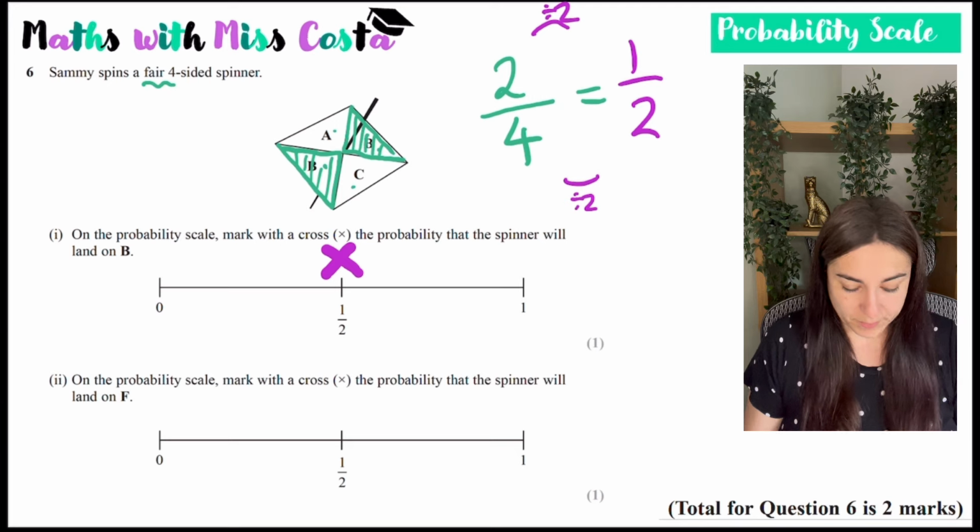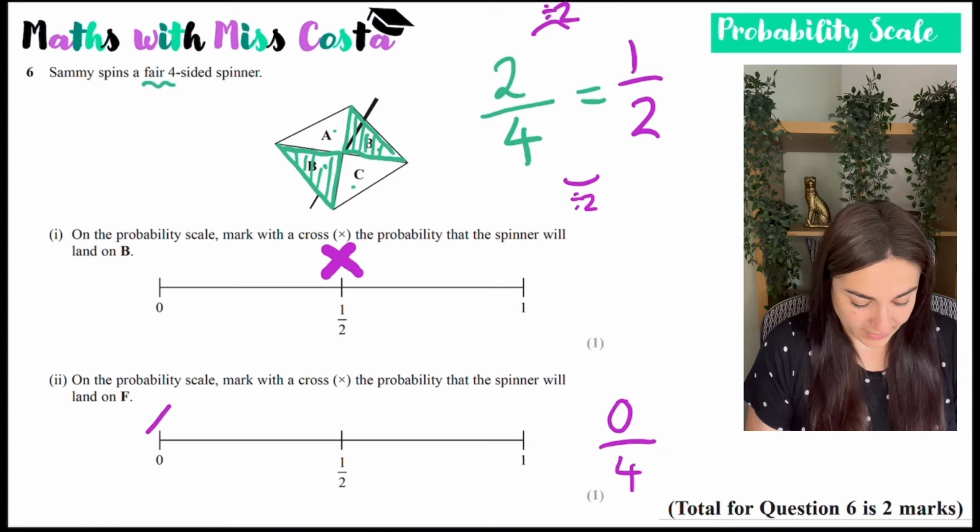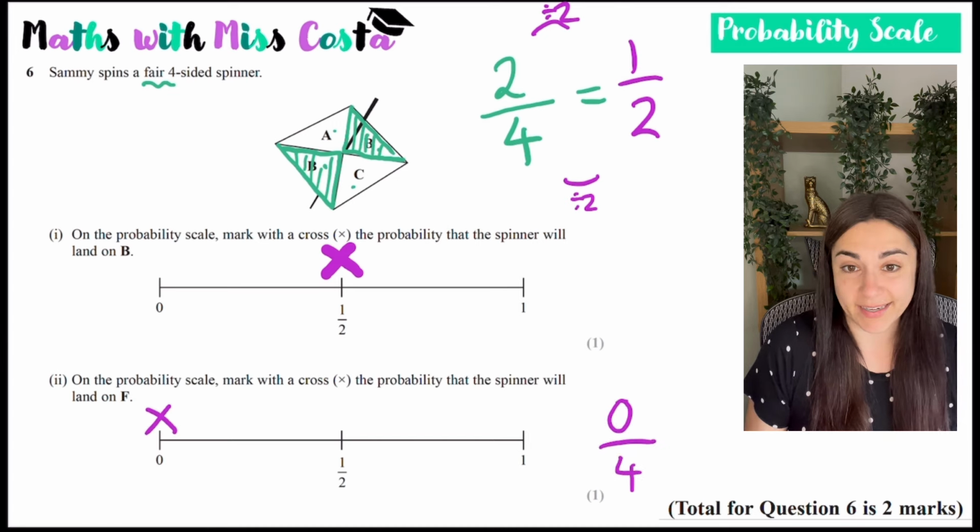Now it says on the probability scale, mark with a cross the probability that the spinner will land on F. Well, there are no F's, so that would be 0 out of 4. So I'd mark my cross over here.